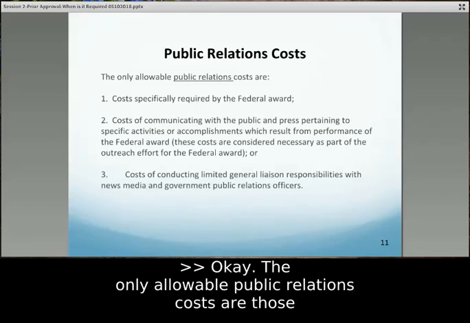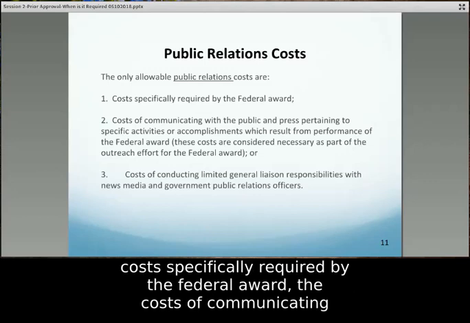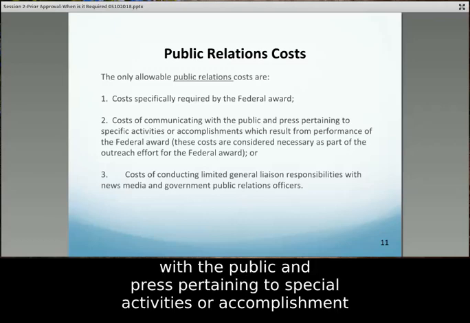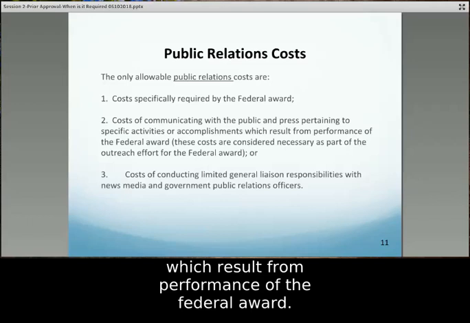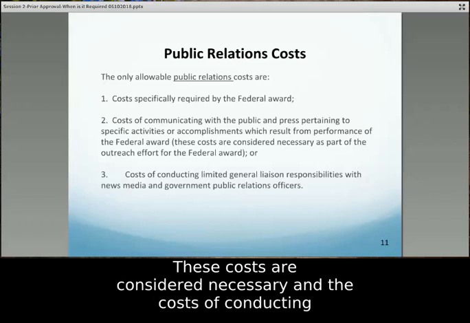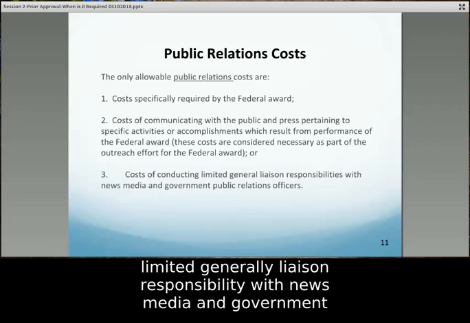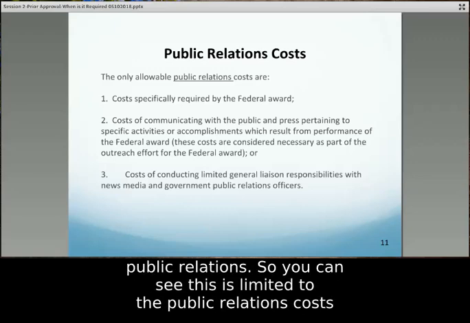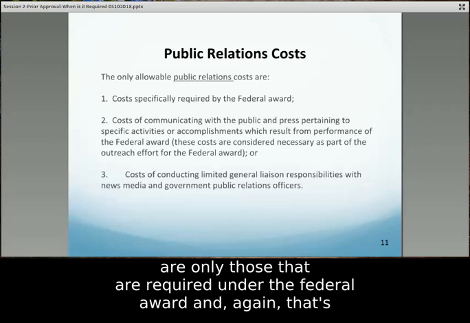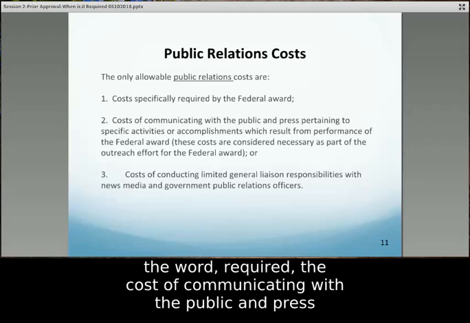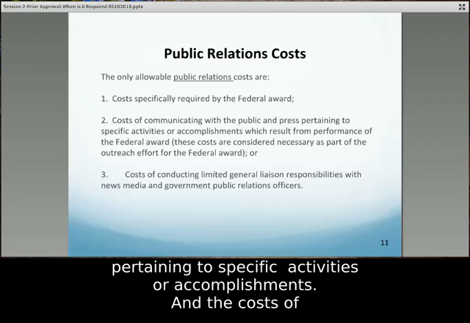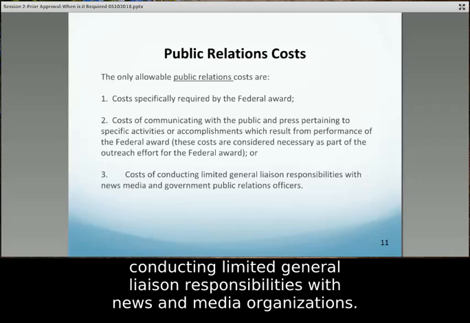The only allowable public relations costs are those costs specifically required by the federal award, the costs of communicating with the public and press pertaining to specific activities or accomplishments which result from performance of the federal award. These costs are considered necessary. And the cost of conducting limited general liaison responsibility with news, media, and government public relations. So you can see this is limited to the public relations costs that are required under the federal award. And again, that word is required. The cost of communicating with the public and press pertaining to specific activities or accomplishments. And the costs of conducting limited general liaison responsibilities with news and media organizations.